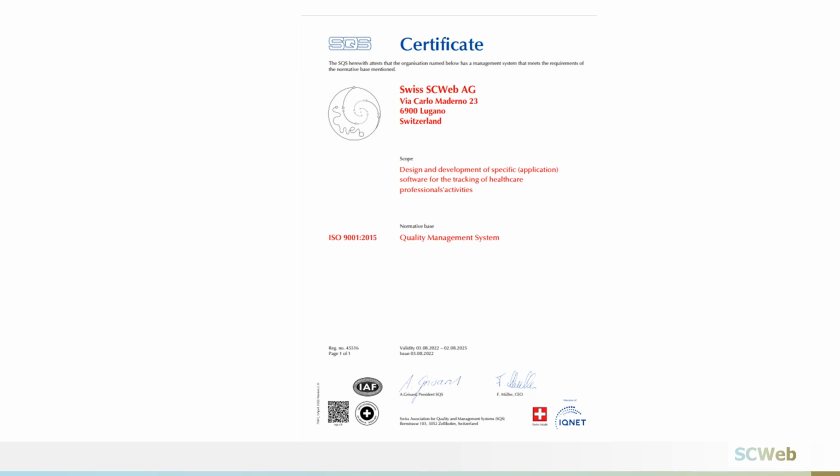So, once again, and in conclusion to this presentation, we would like to underline that our certification is highly specific. We are specialised in the design and development of software for the traceability of healthcare workers' activities.